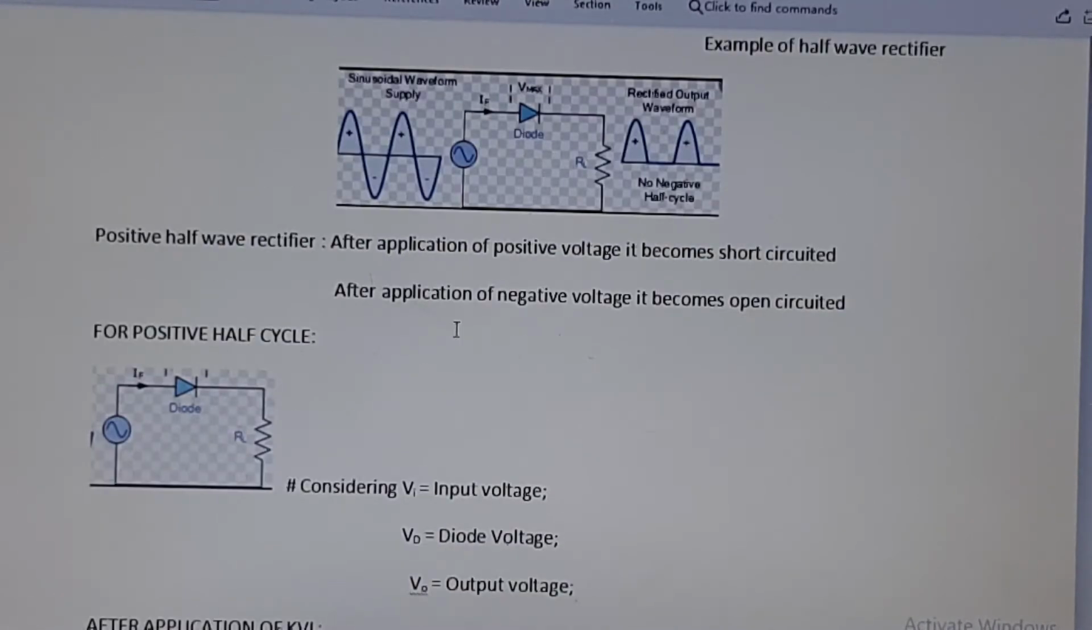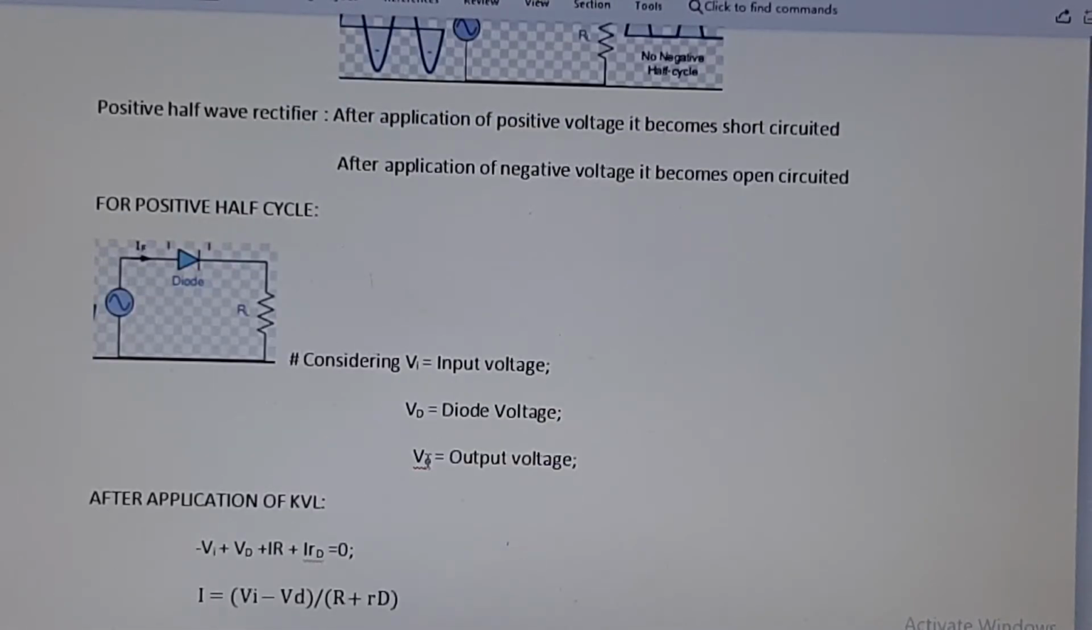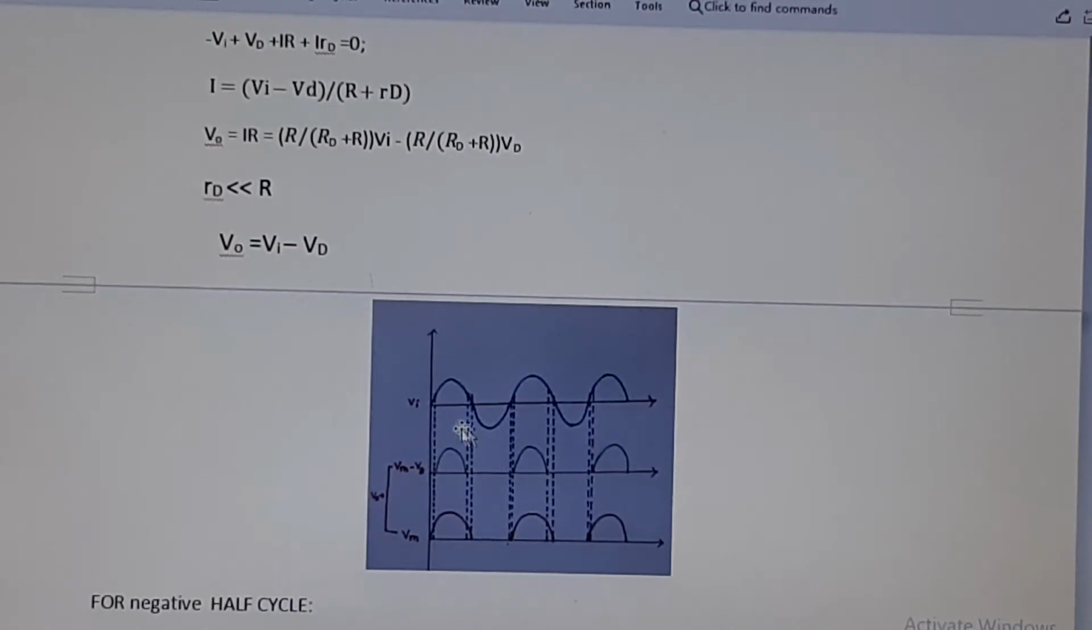And here I have said that the output voltage will be a little bit less than the input voltage. From this figure we can see the input voltage Vi and here the output voltage. In this figure we can see that when the input voltage reaches the threshold voltage, for silicon diode 0.7 volt, and for germanium 0.3 volt, then only we can get an output voltage. And that's why the output voltage is a little bit less than the input voltage.